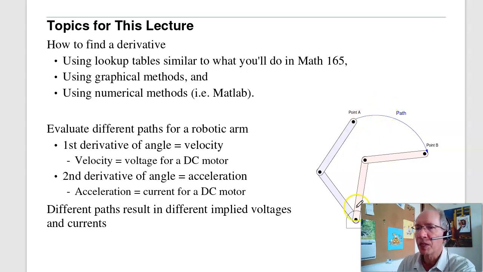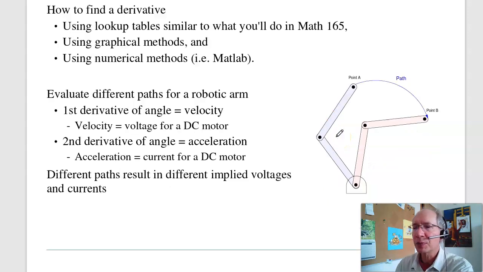Again, with a robotic arm, I might have like a two-link arm right here going from point A to point B. There's different ways to do it. If I look at the angles, that's the angle of the motor. The first derivative is the velocity of the motor. Velocity is roughly voltage for a DC motor. If I look at the second derivative, that's acceleration. Acceleration is current for a DC motor. And different paths result in different implied voltages and currents. Using derivatives, I can see what a given path implies in terms of voltages and currents by looking at the derivatives. So that's where we're heading.